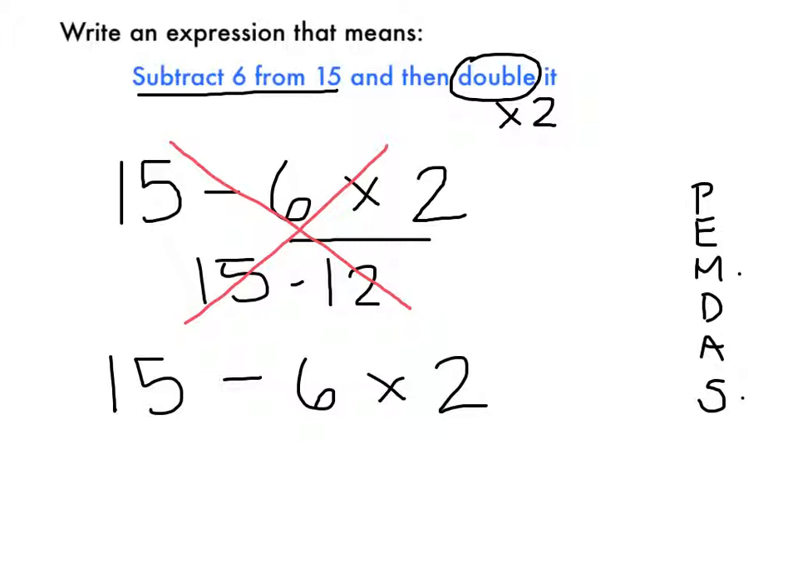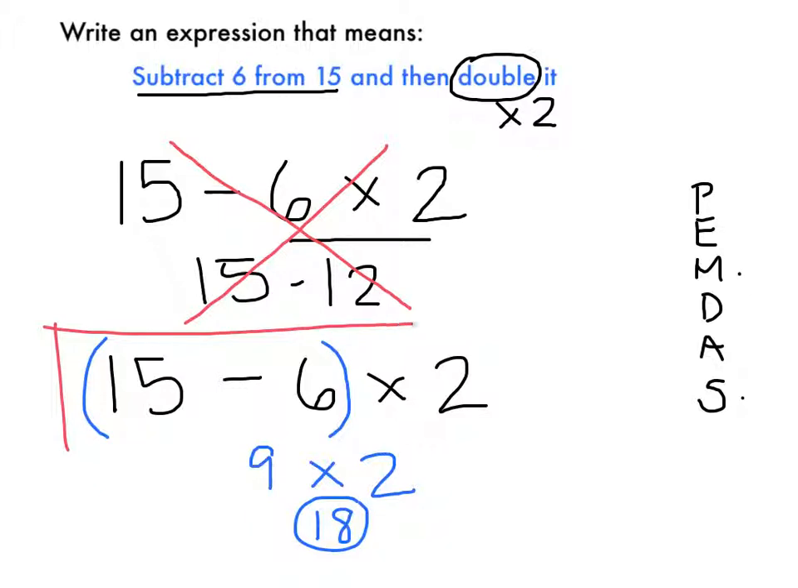All I need to do is put in some parentheses around 15 minus 6 so that I would do the subtraction first. 15 minus 6 would be 9, and now I can double that, and I get 9 times 2, which is 18. So my answer would be that 15 minus 6 in parentheses, times 2, would match subtract 6 from 15 and then double it.